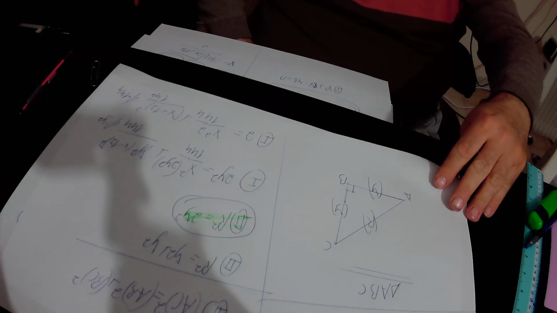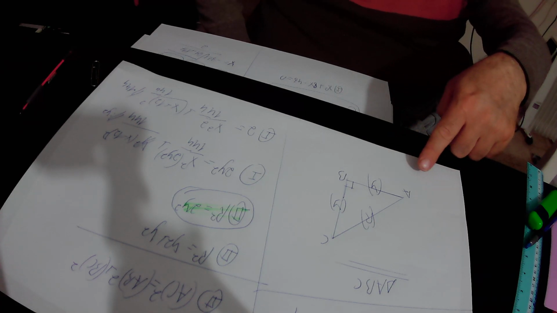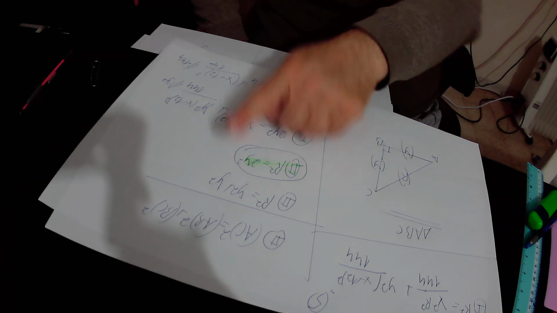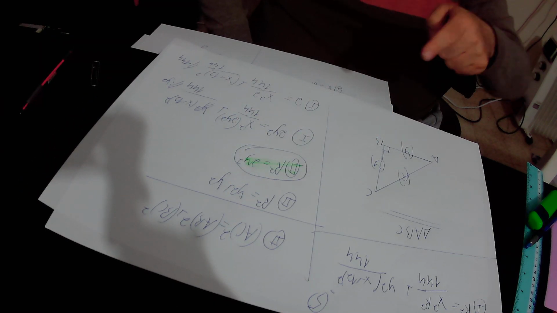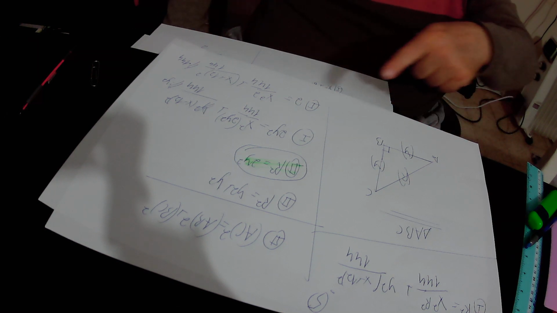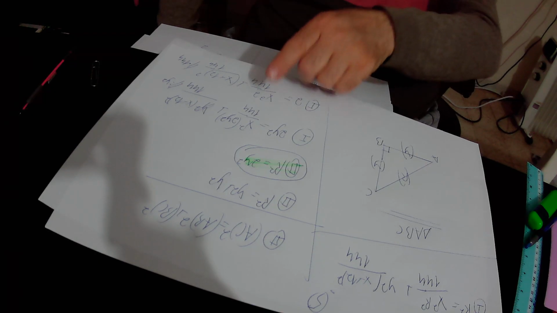According to the Pythagoras theorem, in the right triangle ABC, AC squared equals AB squared plus BC squared. AC is r, therefore AC squared is r squared, and it is equal to AB squared. AB is y, therefore AB squared is y squared, plus BC squared. BC is also y, therefore BC squared is y squared.